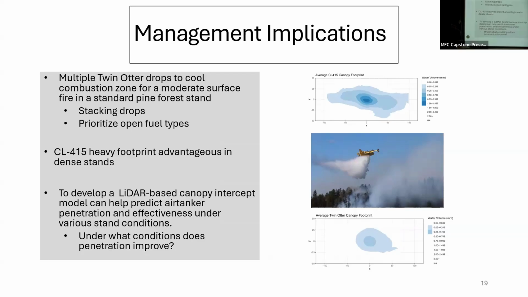Otters. The results also indicate that air tanker choice should reflect stand conditions. The CL-415, with its larger drop capacity, is better suited for dense conifer stands as it delivers a higher absolute amount of water. Conversely, Twin Otters should be prioritized in open fuels such as grass fires, where interception is not really relevant and lighter drops can still achieve effective ground coverage.